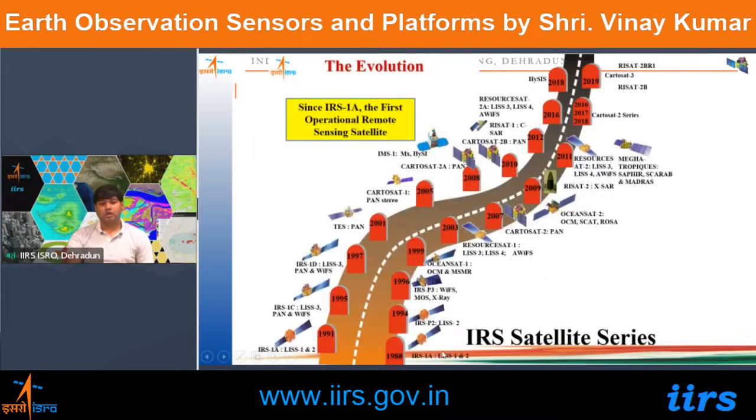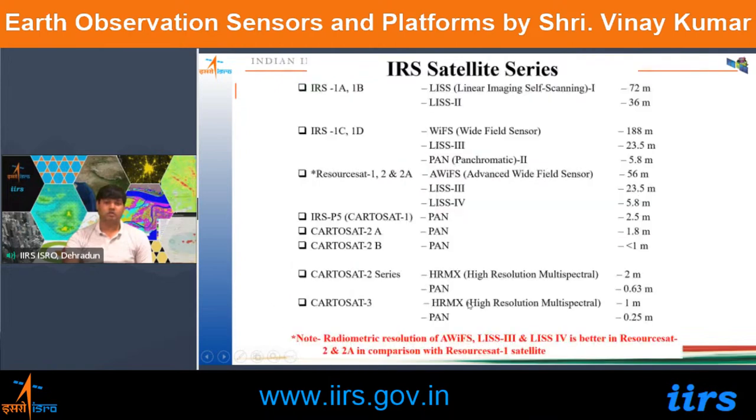These are the Indian remote sensing satellite series, which started with IRS 1A, 1B, and now we have the Cartosat 2 series, which provides very high resolution. Cartosat 3 was also recently launched. RISat 2B was also a SAR satellite recently launched, and HISIS is a hyperspectral sensor, which was also recently launched. So these are the satellite sensors which have been launched.